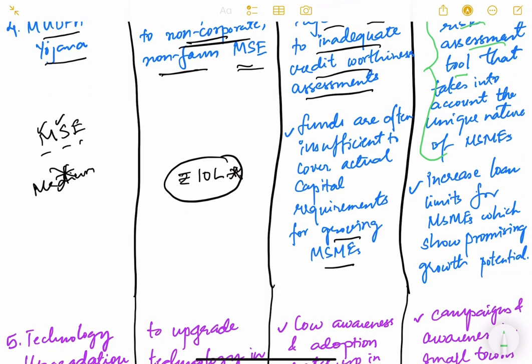Then we can also increase the loan limits for enterprises that show promising growth potential. So let us not stick to this 10 lakh. We can increase it depending on the industry. Let the banks take that decision, and they can loan up to maybe 1 crore, 10 crores also, if there is really a growth potential in that particular company or industry, and they are doing well. So let it be a little flexible. That is one solution.